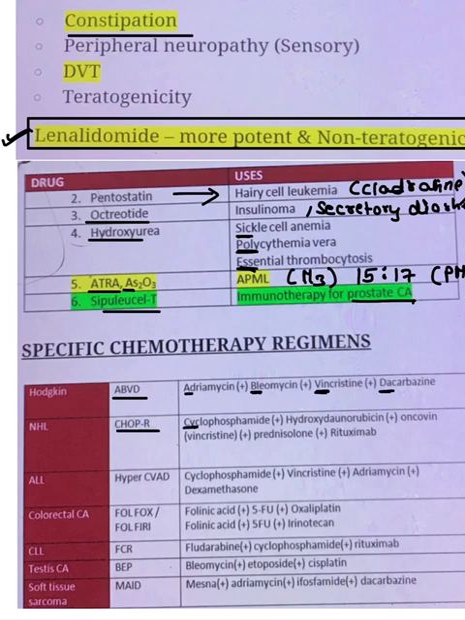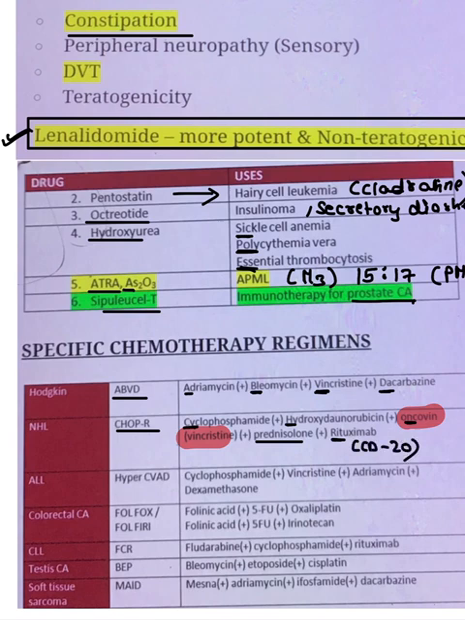C for cyclophosphamide. Side effects: hemorrhagic cystitis, treated with MESNA, and pulmonary fibrosis. H for hydroxydaunorubicin. O for Oncovin. Vincristine is also known as Oncovin, this is important to know. Then P means prednisolone, which is a steroid. And R means rituximab, that is anti-CD20.